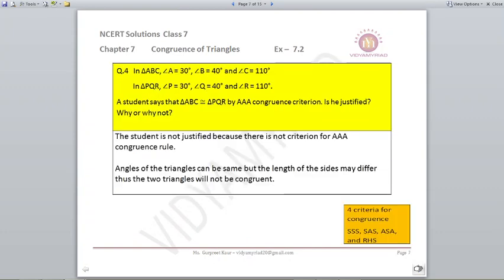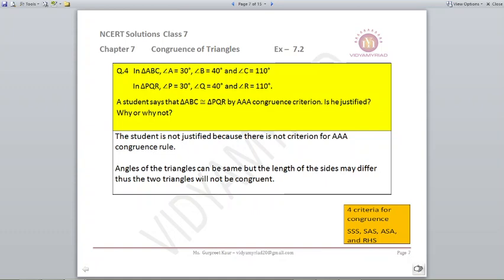Question number 4. In triangle ABC, angle A is 30, B is 40, C is 110. And in triangle PQR, P is 30, Q is 40 and R is 110. A student says that triangles are congruent by AA criteria. Is he justified? Why or why not?